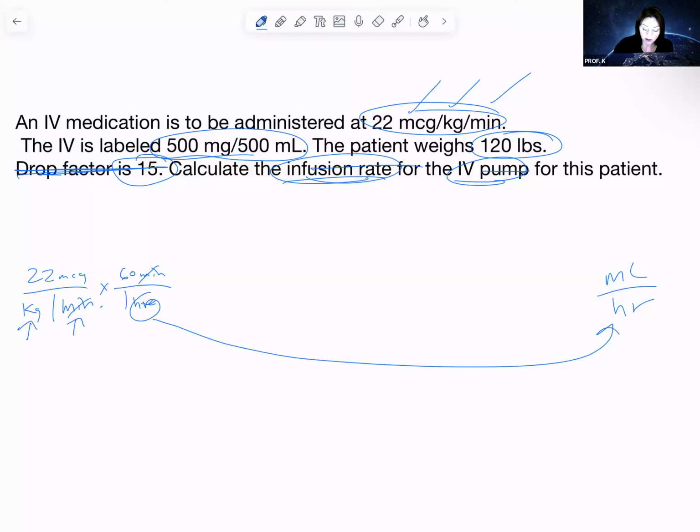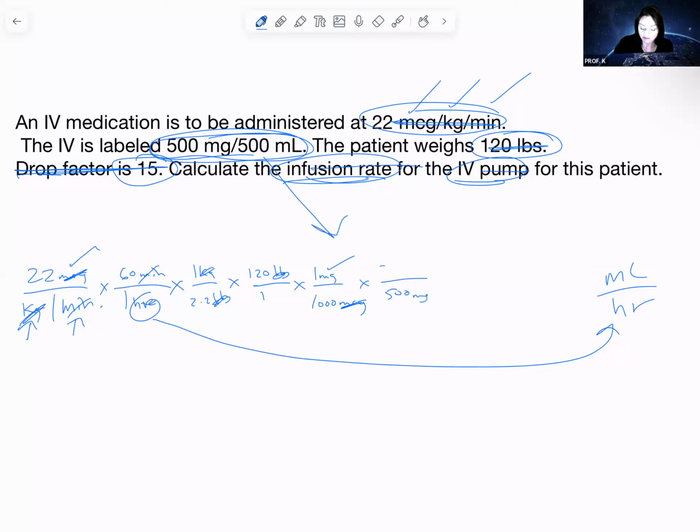How do I get rid of kilogram? The patient's weight is in pounds. Okay, no problem. 1 kilogram is 2.2 pounds. The patient weighs 120 pounds. Put that over 1, no problem. Got it. How do I get rid of micrograms? I've used everything. The only thing left is the label, which is in milligrams. So I need a conversion. 1 milligram is 1,000 micrograms. That gets rid of my micrograms. Now, how do I get rid of milligrams? I'm going to use my problem.